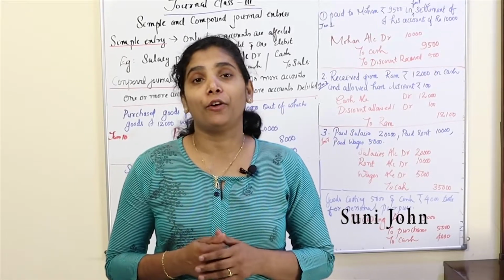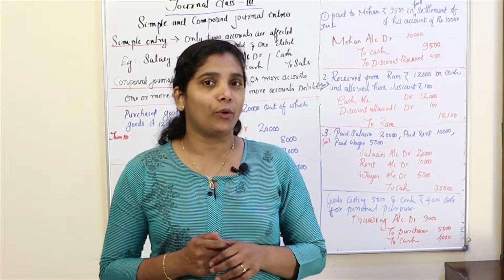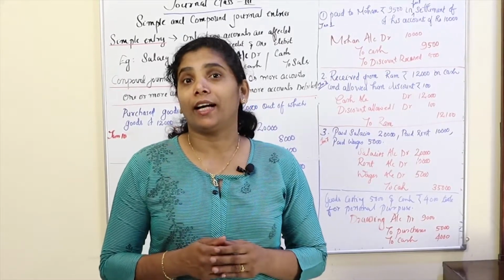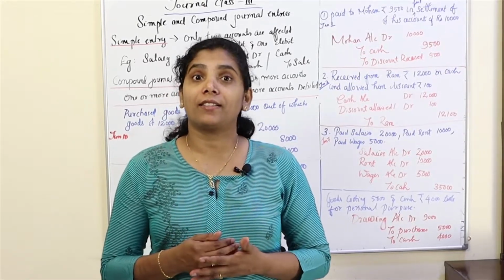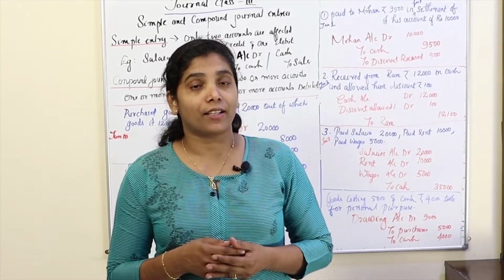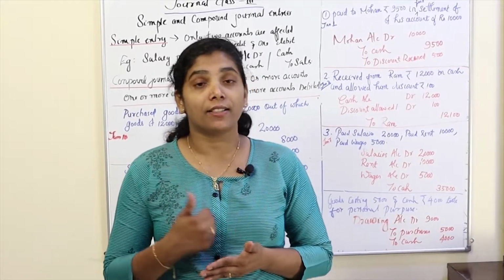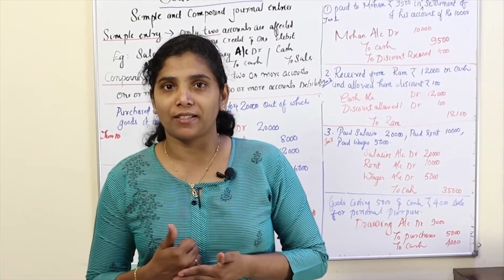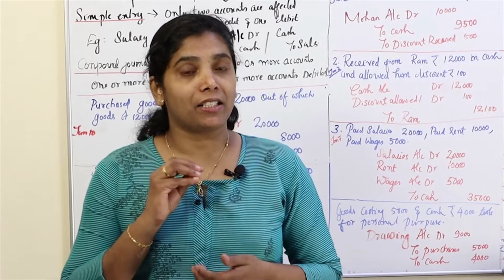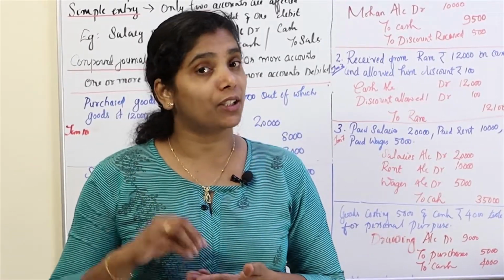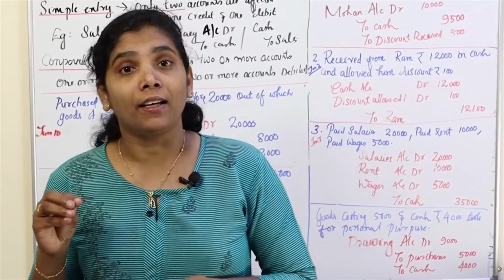This is the third video for journal entry class. In my first and second videos, I explained about journal entries, how to journalize, what is a journal, what are cash transactions, credit transactions, and bank transactions, and how to journalize cash transactions and bank transactions. There I explained that when cash is coming into the business, cash must be debited, and when cash is going out, we have to credit cash.